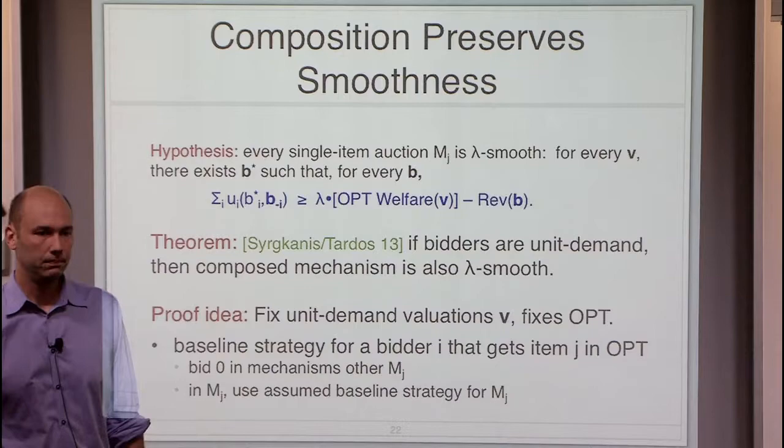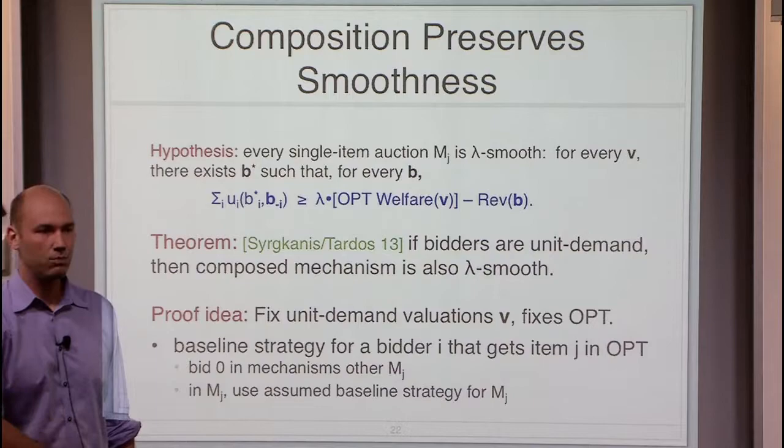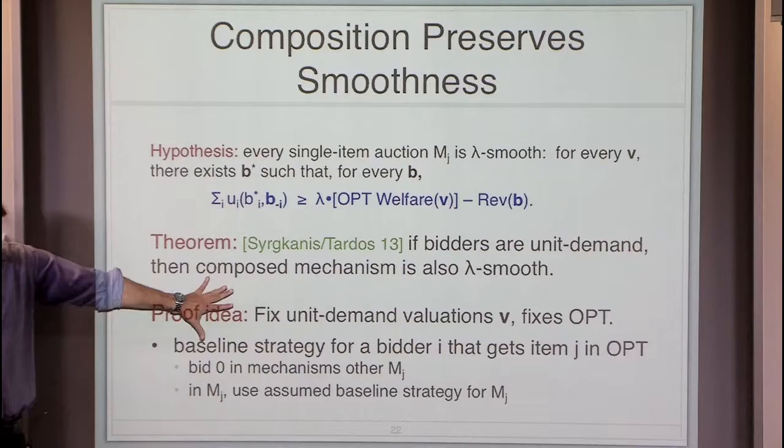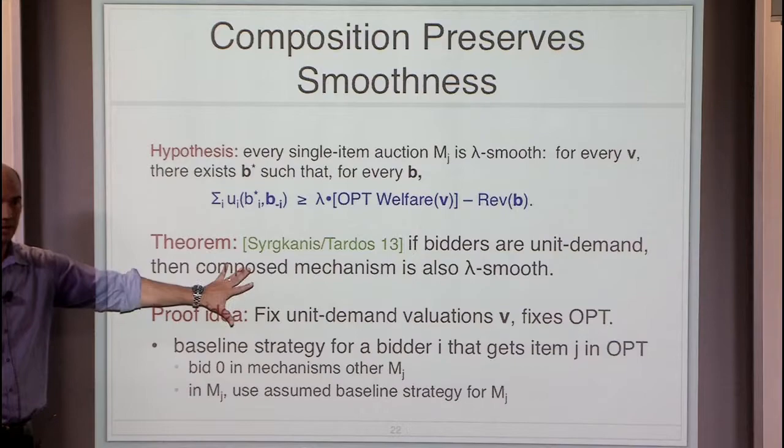So that's the definition of the B stars. You fix the valuation profile. What's the B star? Look at opt. Each bidder bids half its value on whatever item it gets in opt. Remember, opt depends on the values. You can't talk about welfare without fixing the values. But you fix the values, then you choose these baseline strategies. Half your value on the good you get in opt, and that's it. And basically everything relevant is additive, so you literally just add up the single item inequalities. You get the desired inequality for the composed mechanism. I'm going to omit it, but it kind of writes itself once you have it set up properly. It's very nice. And again, it works more generally than unit demand.